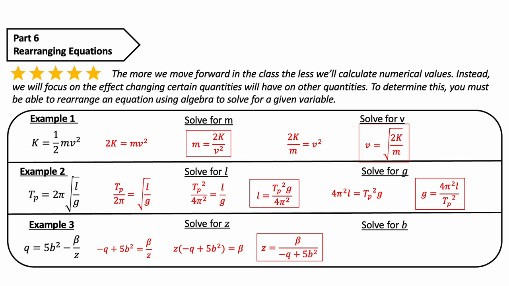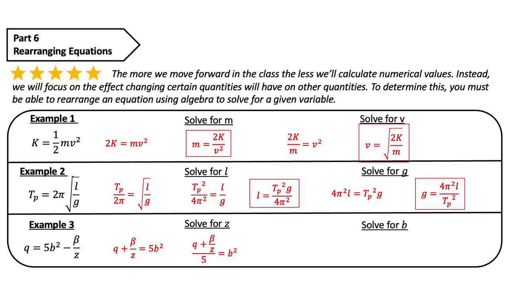Now let's go ahead and solve for B. I'm going to go back to my original equation to do this. To solve this for B, we want to get the B by itself. So I'm going to add that beta over Z term to the other side. Now I have a 5B squared. This is where we'll see a lot of people go wrong because it's really easy to make a mistake in this next step. To get B by itself, we have to divide both sides by that 5.